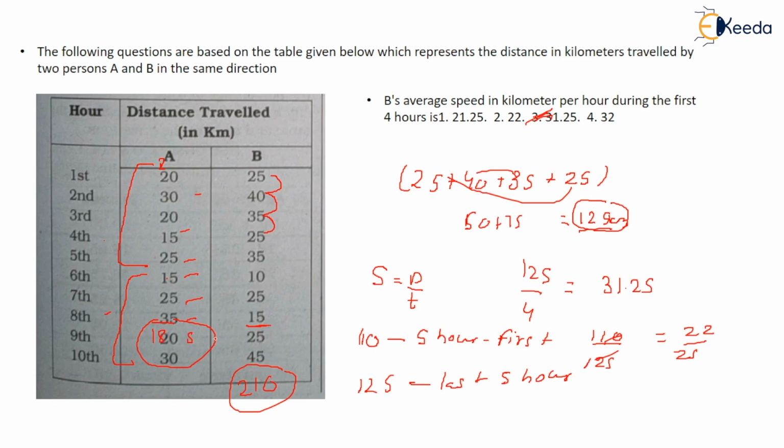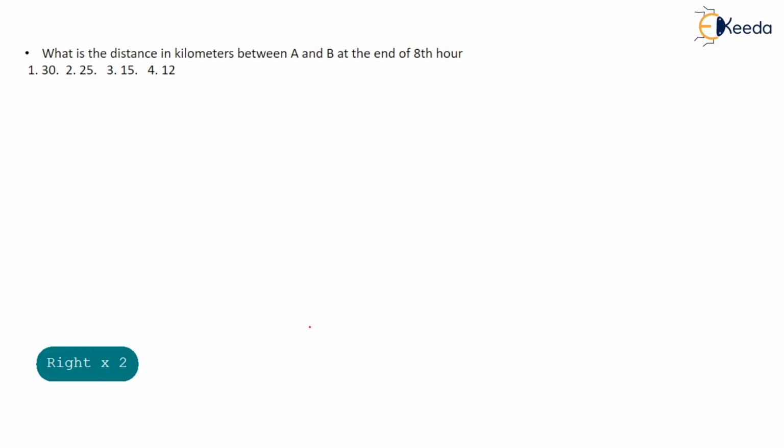So how much is the difference between their kilometers? What is the total difference? This is 25 kilometers, right? 210 minus 185. So 25 kilometers is the difference between body A and B after the end of the 8th hour. Okay. So the answer is 25 kilometers. Okay. Let's see the next question.